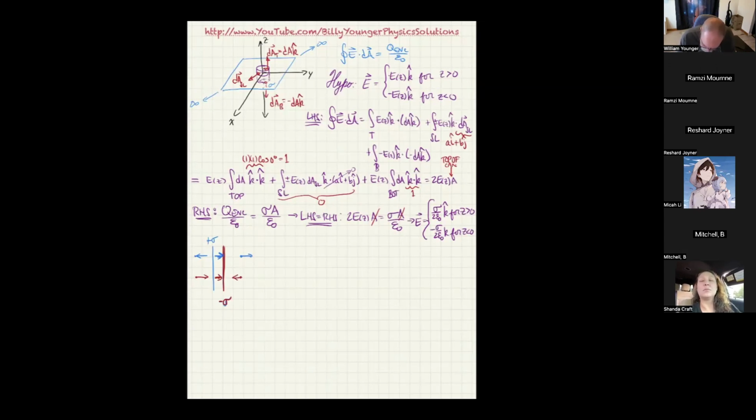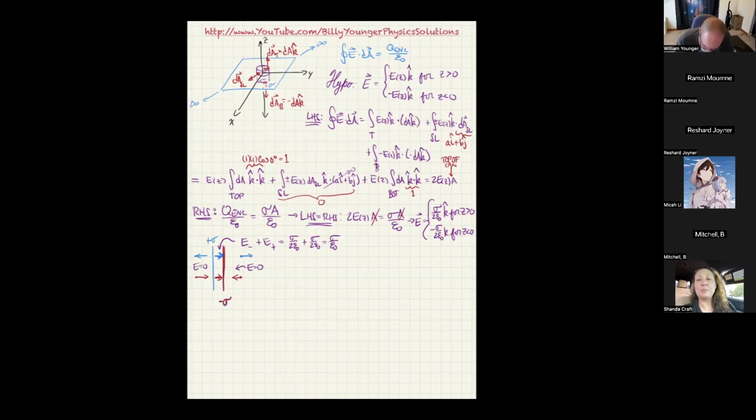Exactly. So what you see is, notice they have the same magnitude, sigma over 2 epsilon naught, but between the plates they add. So what we get is E negative plus E positive is equal to sigma over 2 epsilon naught plus sigma over 2 epsilon naught, which is sigma over epsilon naught. That's the electric field between the plates. Out here, though, you see E equals 0, and out here, you see E equals 0.